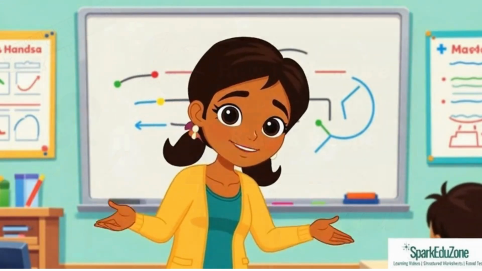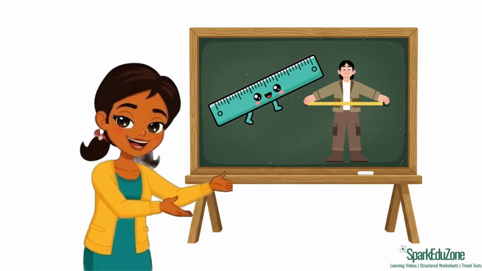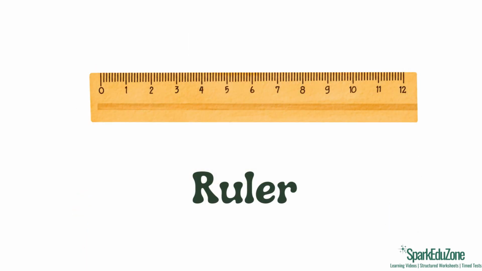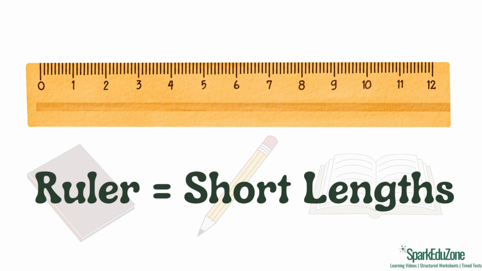Hello, mathematicians! Today we're learning how to measure length using two tools, a ruler and a tape measure. Let's start with the ruler. A ruler is used to measure shorter objects, like pencils, books, and notebooks.